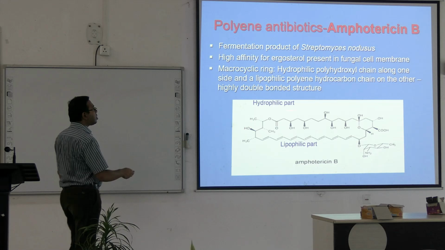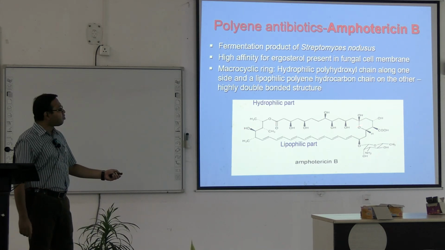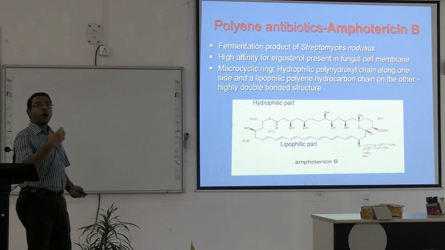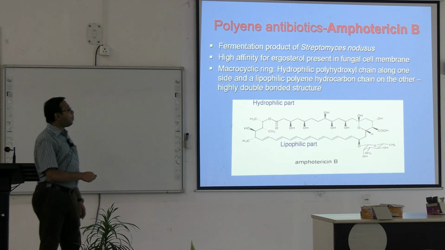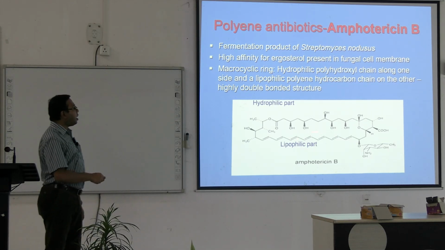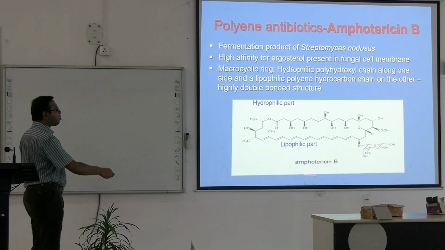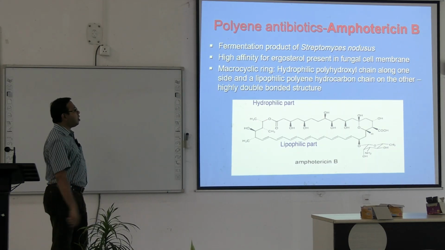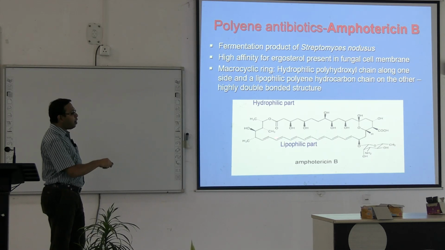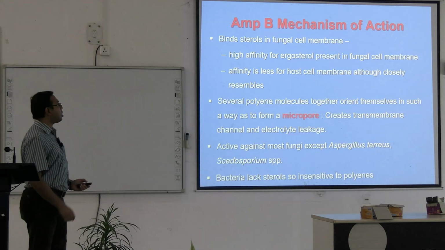You can see this is the macrocyclic ring, a very large number of rings, of which one part is the hydrophilic part, another part is the lipophilic part. So a hydrophilic polyhydroxyl chain along one side and a lipophilic polyene hydrocarbon chain on the other side. So this is a highly double-bonded structure. So this is the structure of Amphotericin B. On one side there is the hydrophilic side, and on the other side there is the lipophilic side. This lipophilic side is the polyene side. That's why they are known as the polyene antibiotics.